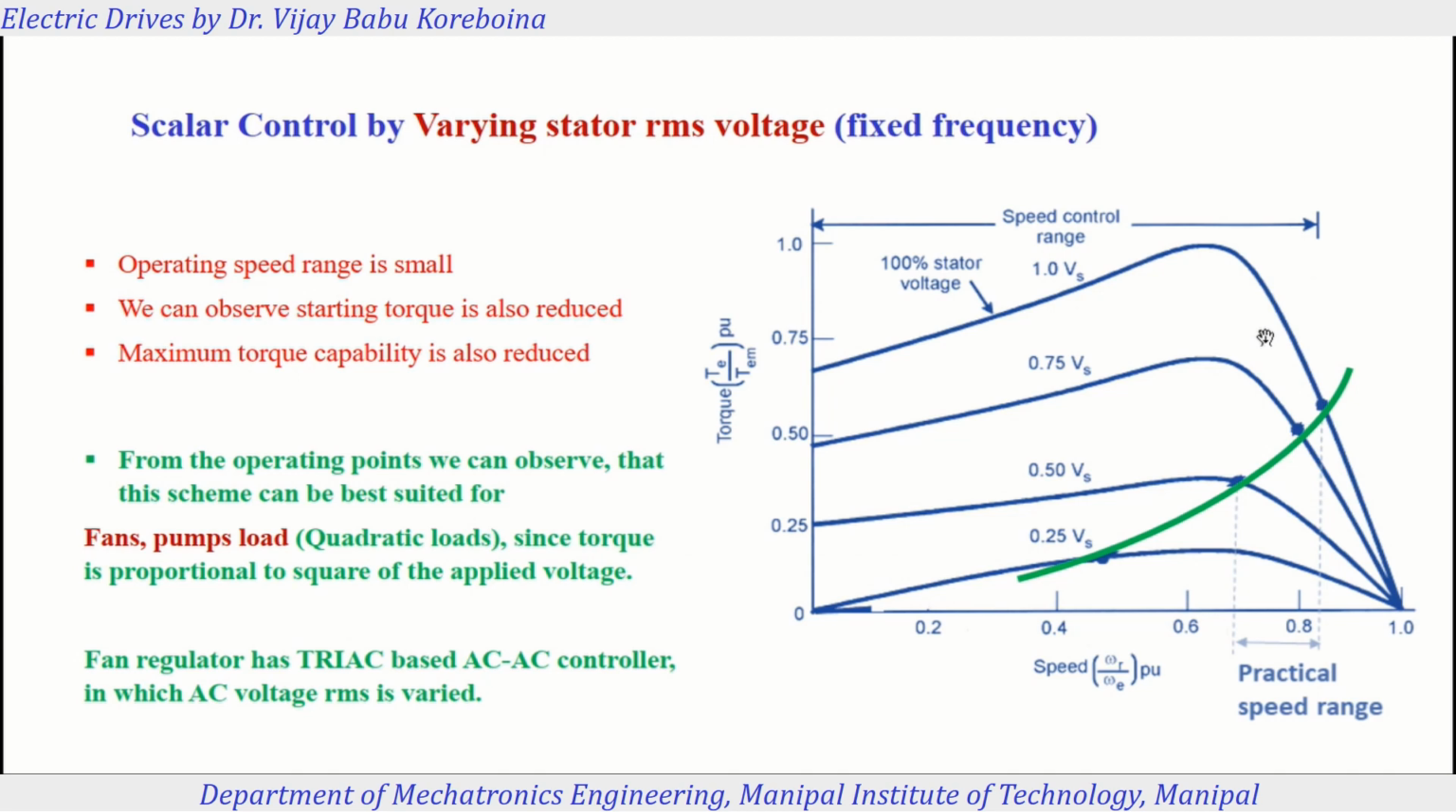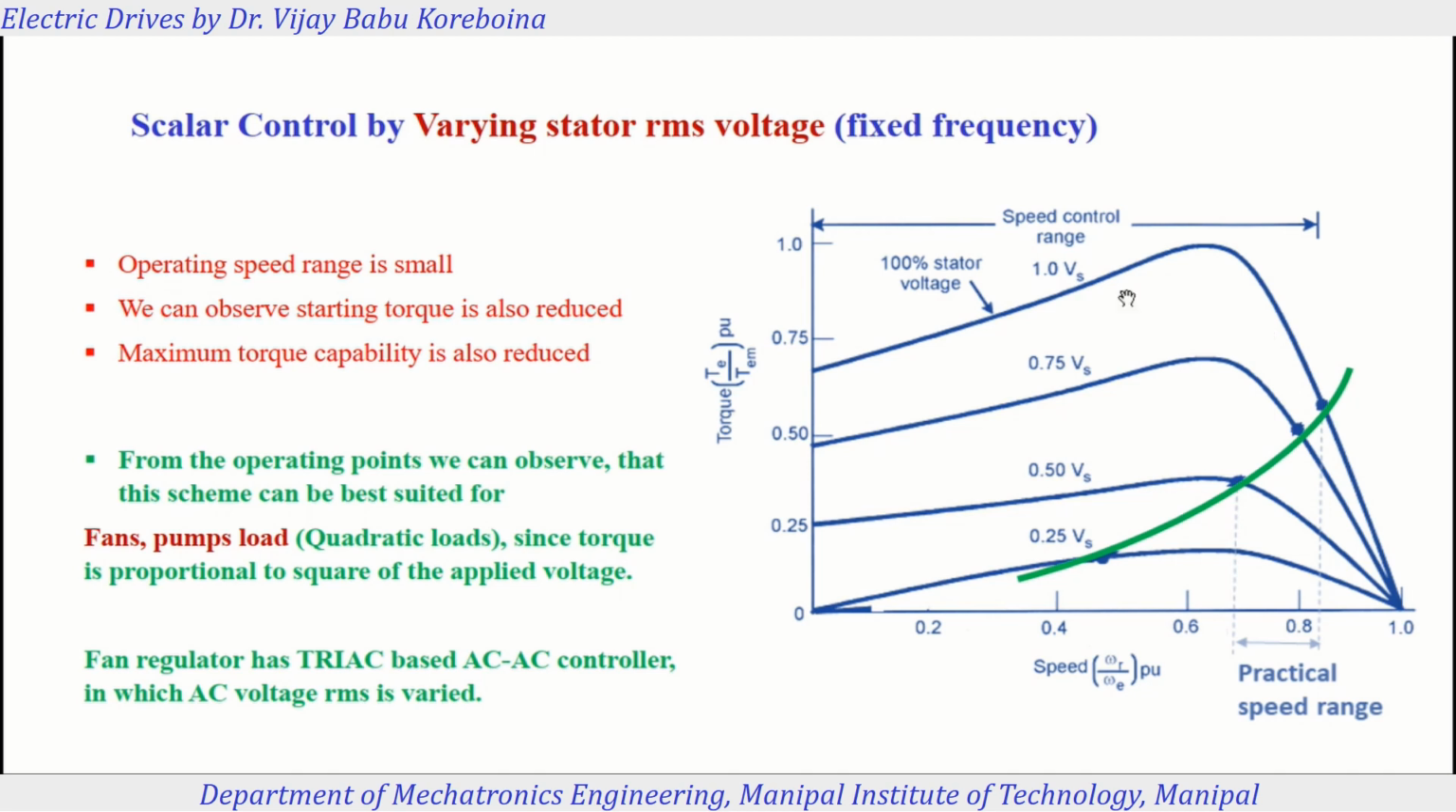Now let us see scalar control by varying stator RMS voltage and fixing frequency. I already told you, when it comes to AC systems or AC drives, it's not only the voltage but also we need to consider frequency. So voltage and frequency are the fundamental components of AC systems. So in this case, we'll fix the frequency and vary the RMS voltage, the applied RMS voltage, and see the effect.